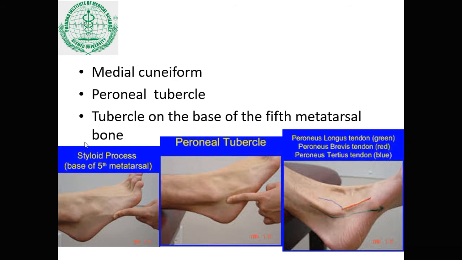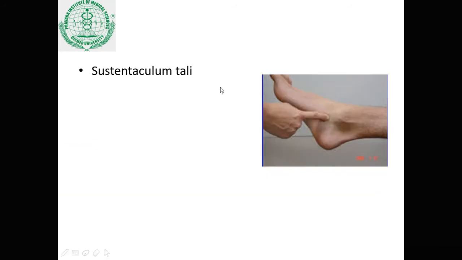Then the tubercle on the base of the fifth metatarsal, this can be seen and felt halfway along the lateral border of the foot. But for the medial cuneiform, you have to follow the tendon of the tibialis anterior. Ask the patient to dorsiflex and invert the foot and follow the tendon of the tibialis anterior as it gets inserted onto the medial cuneiform bone. The sustentaculum tali is lying 2 centimeters below the medial malleolus.